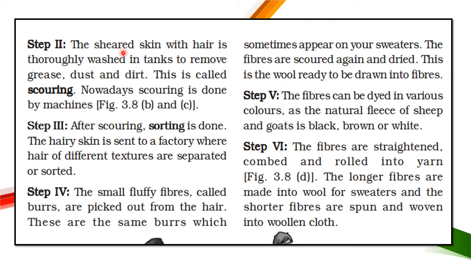Step 2. The sheared skin with hair is thoroughly washed in tanks to remove the grease, dust and dirt. This is called scouring. Nowadays, scouring is done by machine. Figure 3.8 B and C. Step 3. After scouring, sorting is done. The hairy skin is sent to a factory where hair of different textures are separated and sorted.